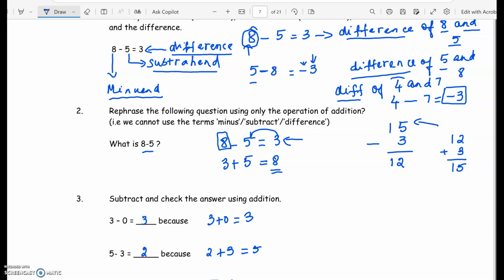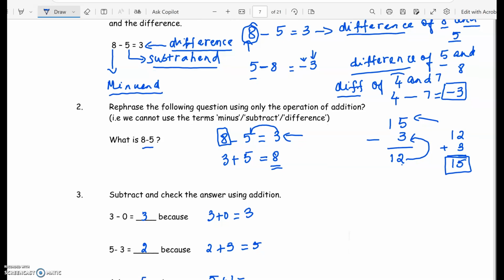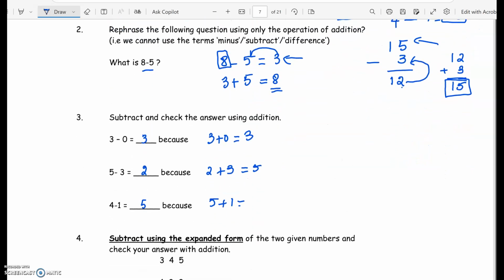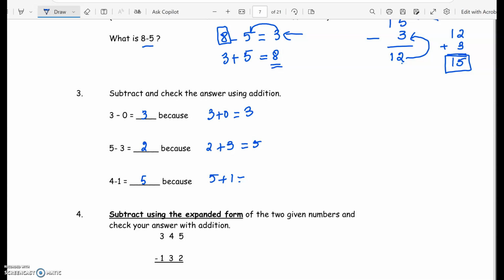15 minus 3 is 12. How do you check if the answer is correct? Take 12, add 3 to it, and you have to get a 15 if your answer is correct. 3 minus 0 is 3. Basically, you're subtracting nothing from 3 and you get a 3. Why? Because 3 when added to 0 is equal to 3.